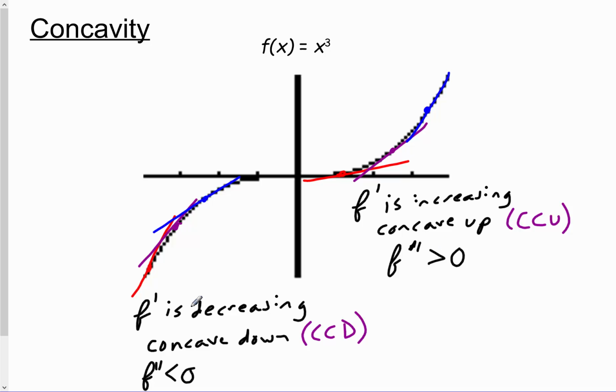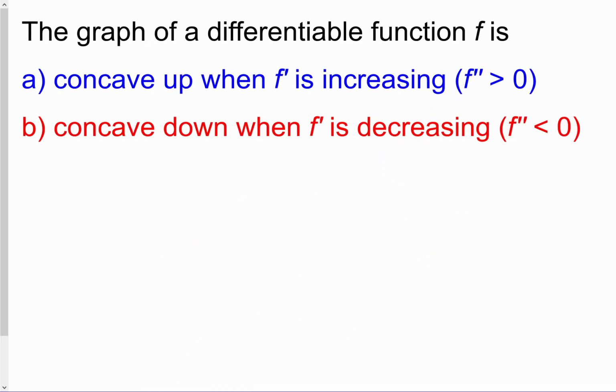So the formal definition of concave up and concave down is talking about f prime increasing and decreasing. The way we decide if they're increasing or decreasing is looking at second derivatives. And so here we have our formal definition. The graph of a differentiable function f is concave up when f prime is increasing, and concave down when f prime is decreasing. And then in parentheses, mathematically, how we can actually find that.